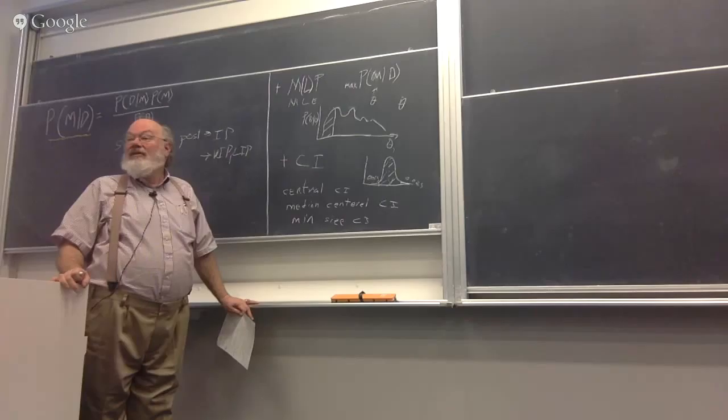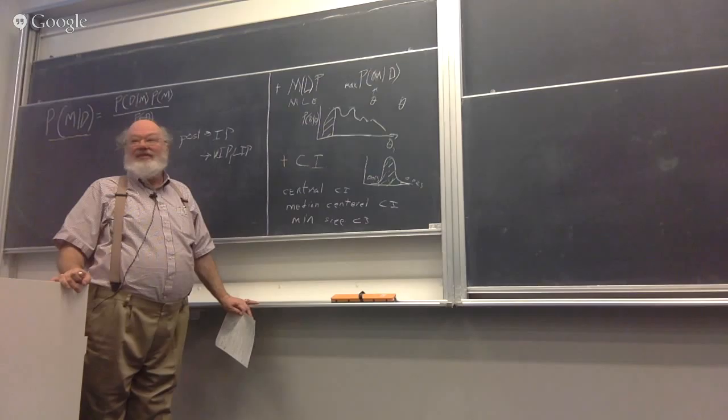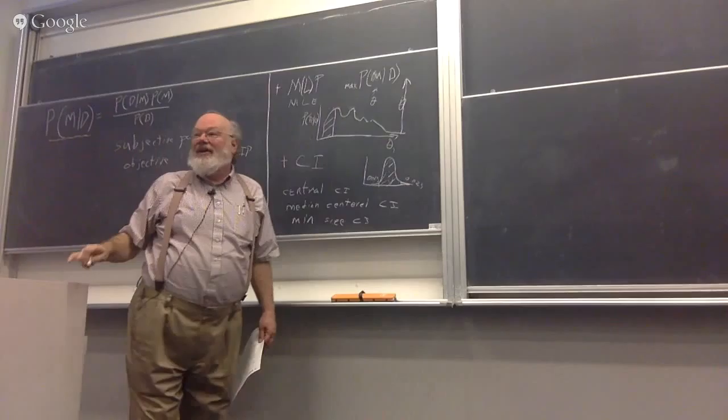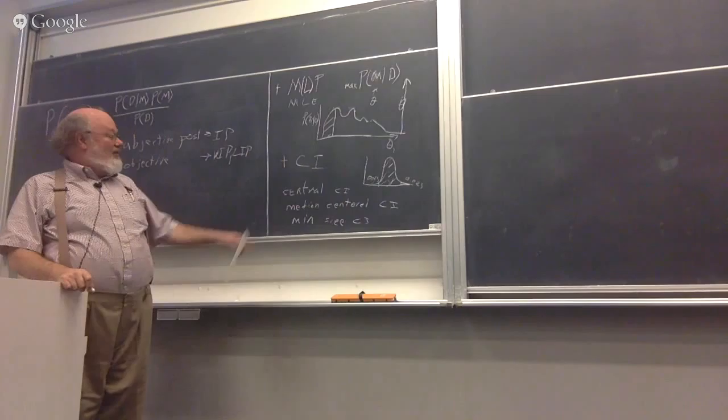And automatically, if the function is anything at all reasonable looking, it will include the most probable value. It doesn't actually have to. I can have a function that is like this, and then over here in some low probability area, have some spike like that, but it doesn't have much area under it. So in the class of all possible functions, the minimum size confidence interval doesn't necessarily include the most probable value.